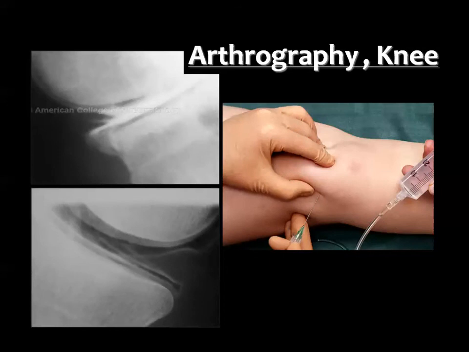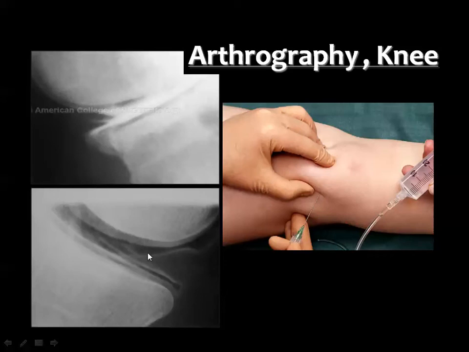Then the second technique is arthrography, and it was commonly used for the knee joint. As you can see here, we sterilize this area, then we identify the patella by the left hand, and we introduce by the right hand a needle inside the knee joint below the surface of the patella. Then after injecting the contrast material, we have images, and these images will show the meniscus.